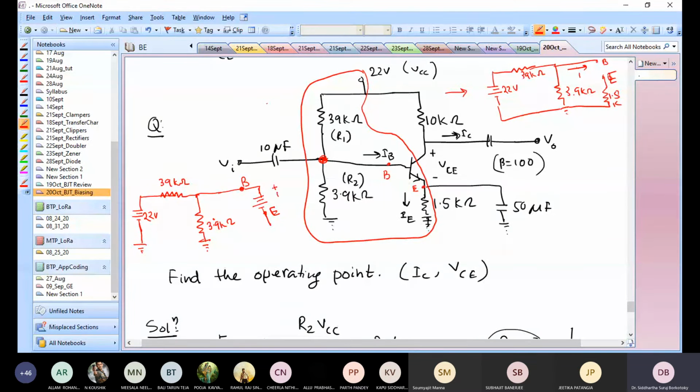This is the VBE, which is equal to 0.7 volts, right? Now, from there, you have a resistor 1.5 kilo ohm, right? So is this clear? This sort of diagram? Yes, got it from this point? Okay. So this is what is going on. Now, what is the base current? Base current is this IB.